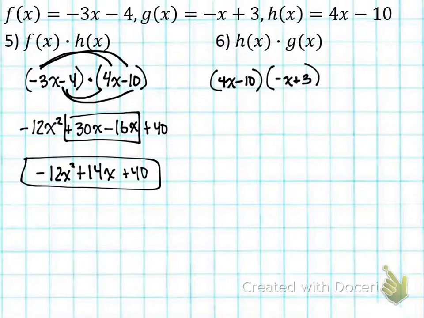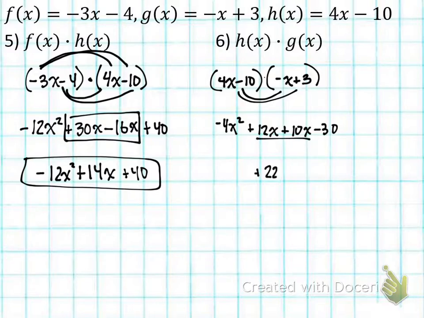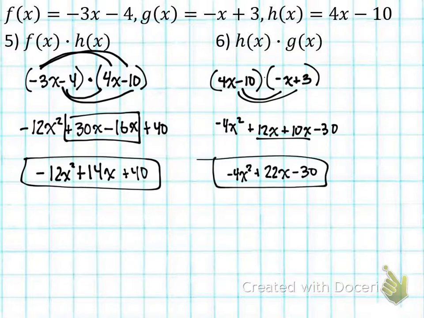We're multiplying, so 4x times negative x is negative 4x squared. Most of you got that right. 4x times positive 3 is positive 12x. Negative 10 times negative x is positive 10x. And then negative 10 times positive 3 is negative 30. Combine like terms, 12 plus 10 is positive 22x. So we got negative 4x squared plus 22x minus 30 is your answer. That's what this function is equal to.